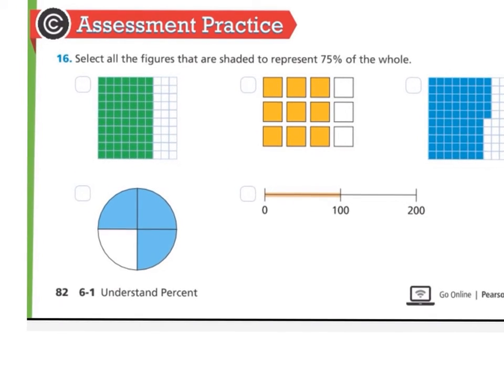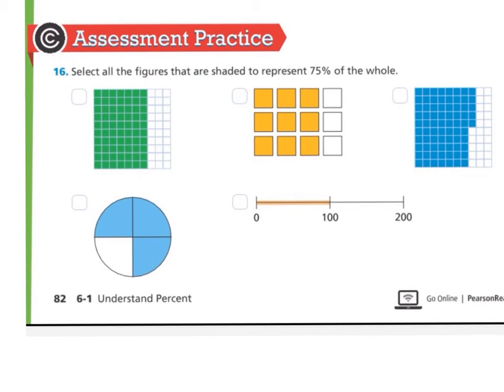Number 16, they want us to select all the figures that are shaded to represent 75% of the whole. So if you look, the first option here, there are 70 squares shaded out of 100, so that would be 70%. That's not going to do it. The second one, one way you could look at this is splitting it into columns. 3 out of the 4 columns are shaded, and you might know 75%.